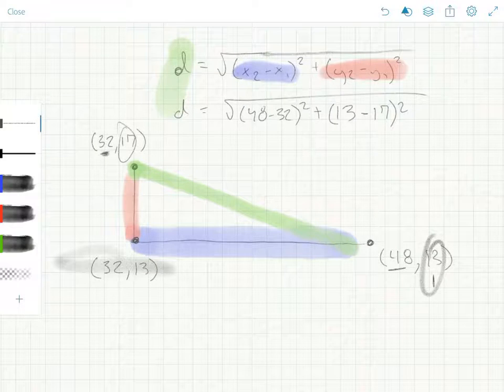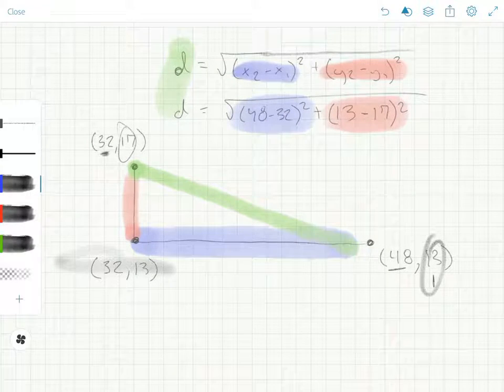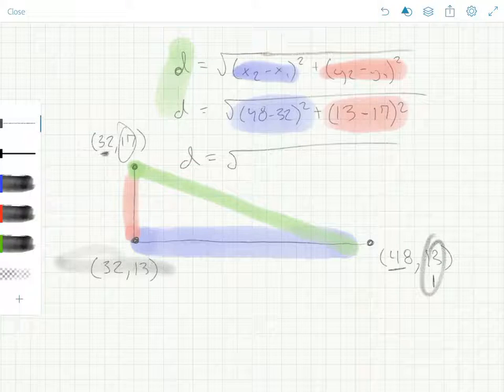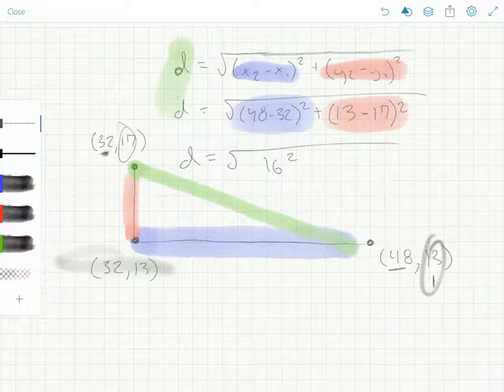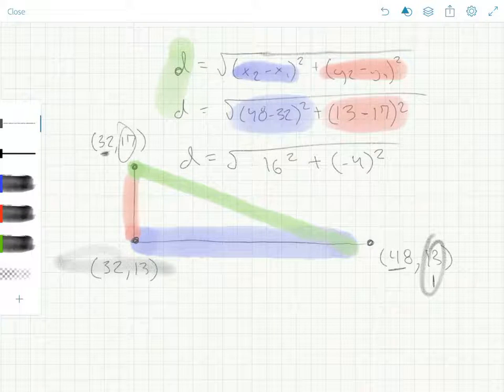And don't worry about the fact that this quantity is -4. When you square it, the negative sign is going to go away. And this one here is positive. So 48 minus 32 is 16. So the distance is going to be equal to the square root of 16 squared plus 13 minus 17 is -4, -4 squared.